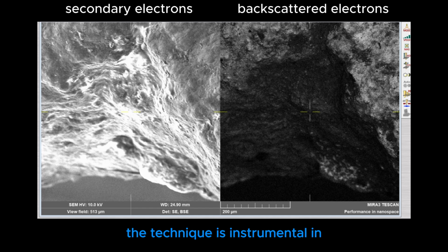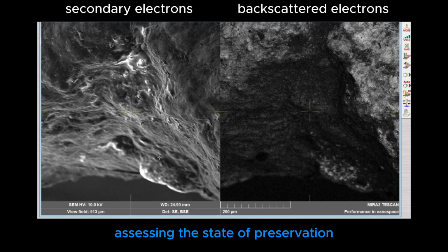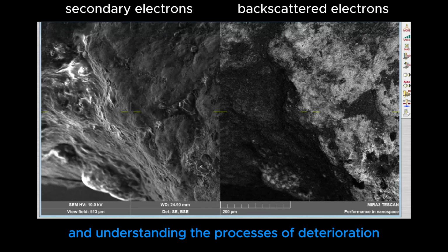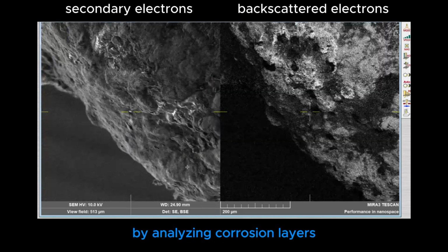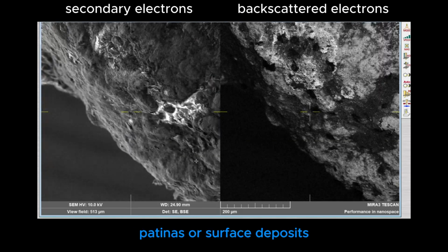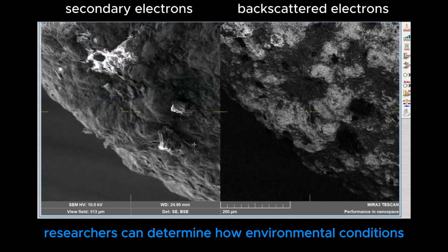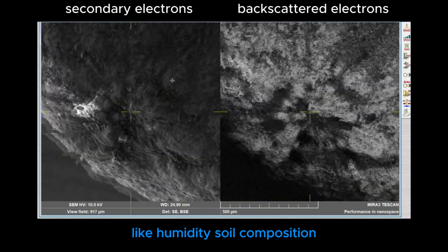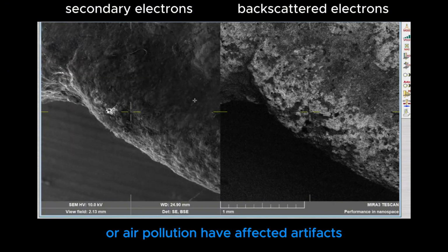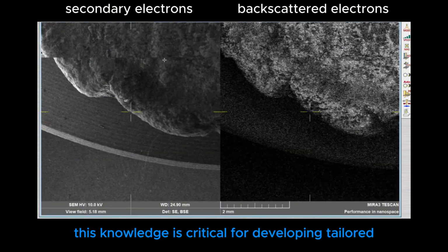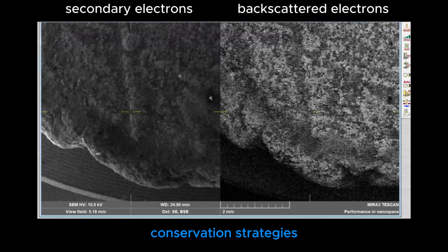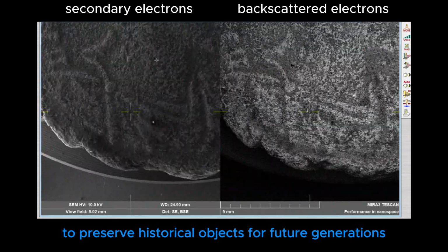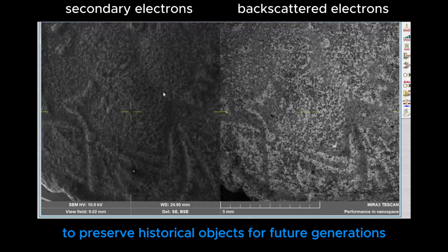The technique is instrumental in assessing the state of preservation and understanding the processes of deterioration. By analyzing corrosion layers, patinas, or surface deposits, researchers can determine how environmental conditions like humidity, soil composition, or air pollution have affected artifacts. This knowledge is critical for developing tailored conservation strategies to preserve historical objects for future generations.